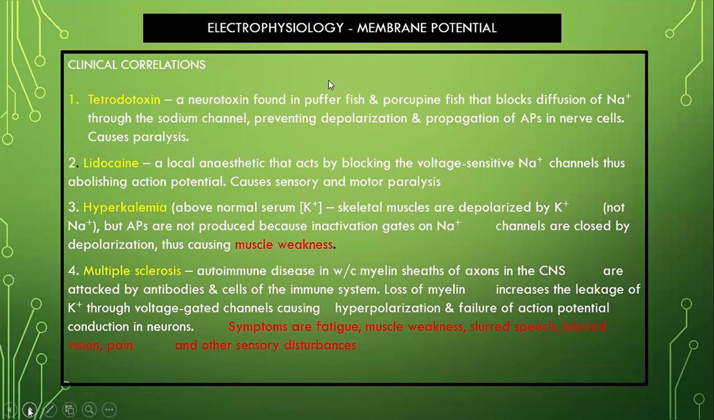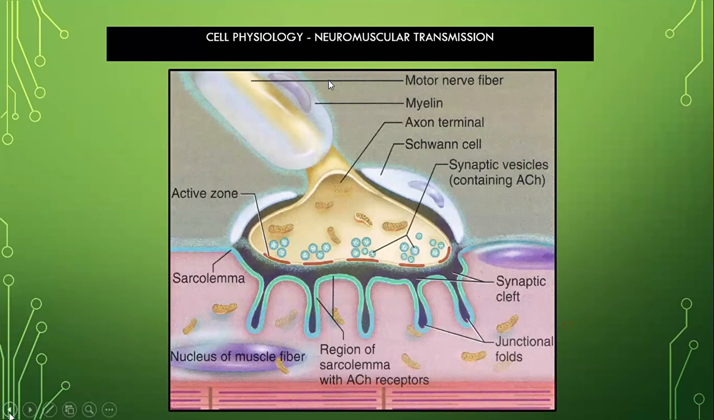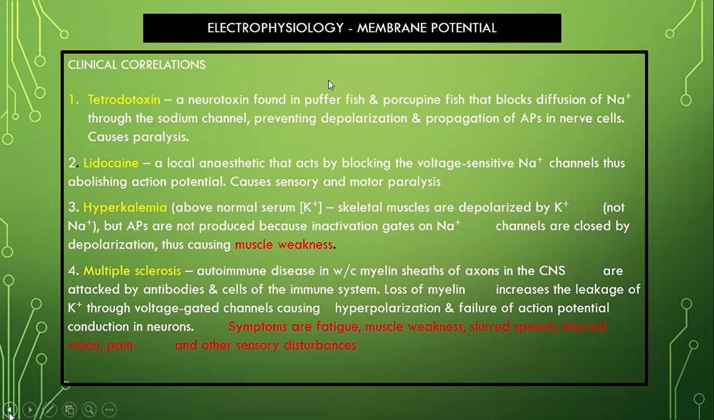Here is the clinical correlation. Tetrodotoxin. A neurotoxin found in puffer fish, porcupine fish, that blocks diffusion of sodium through the sodium channel, preventing depolarization and propagation of action potentials in nerve cells. Thus, it causes paralysis, especially the respiratory muscles. So if it causes paralysis of respiratory muscles, respiration is arrested due to this tetrodotoxin.